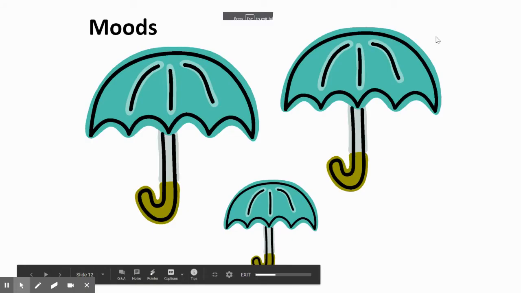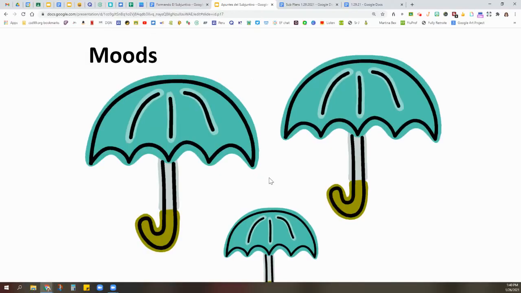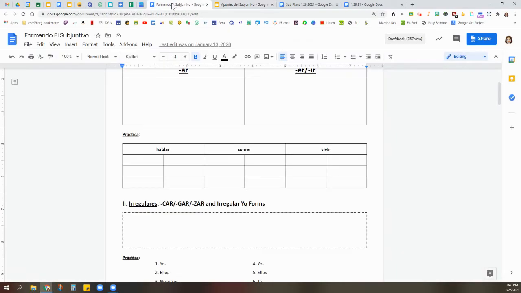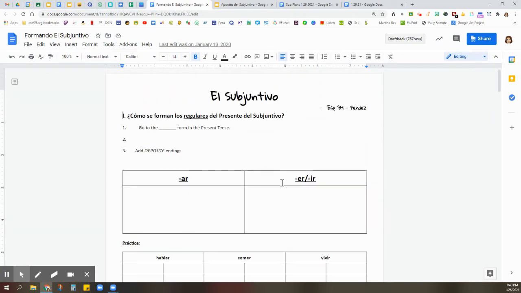Hola, hola. Today we are going to start with understanding how to use subjuntivo, how to use it in context, not just how to conjugate. Okay. We are going to take notes using these slides and the same notes document you used before. This is what it looks like, el subjuntivo, formando el subjuntivo.